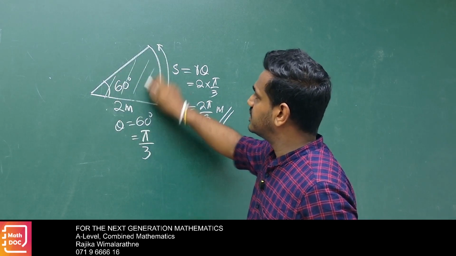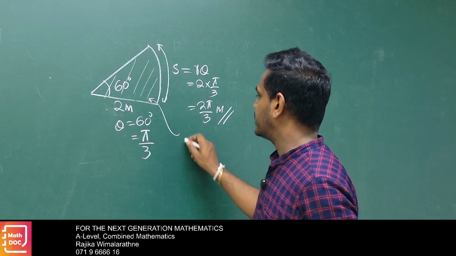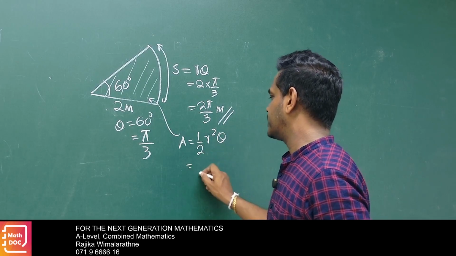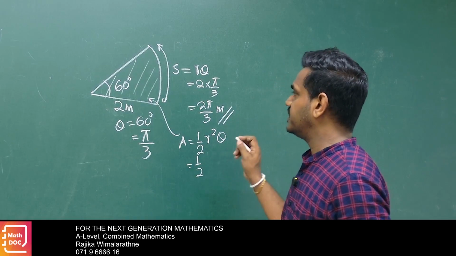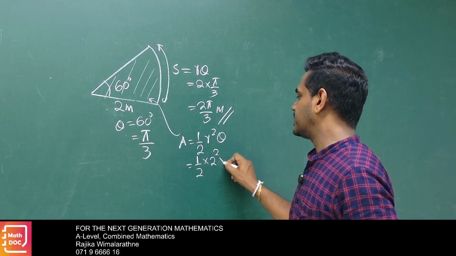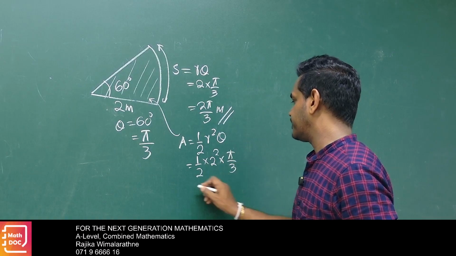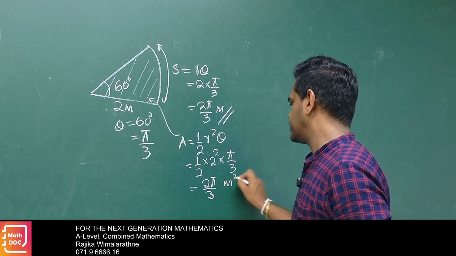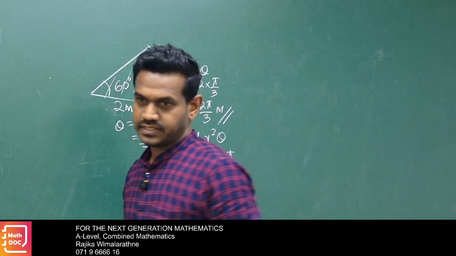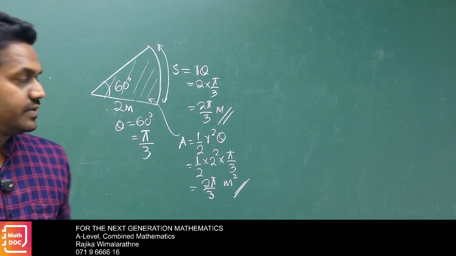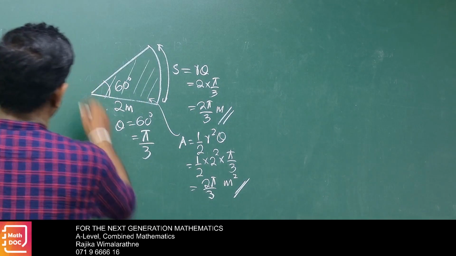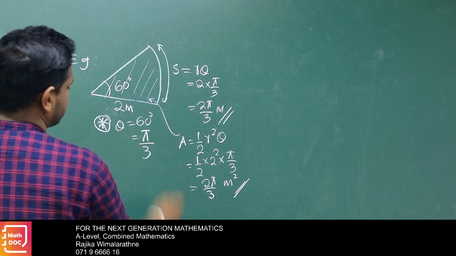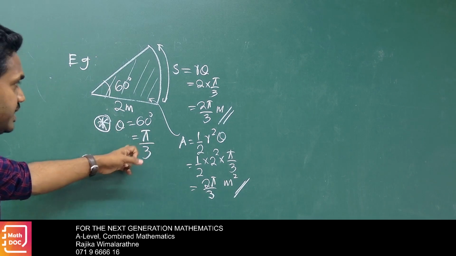Then here area, half r squared theta. Half, r means 2, 2 squared, theta means pi divided by 3. Then 2 pi divided by 3 square meters. Likewise, you can directly apply that formula. Okay, do the example. First you have to convert angle into radians. Convert that angle into radians, thereafter you proceed.